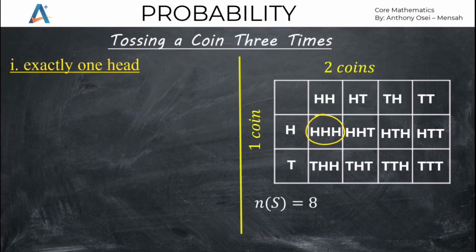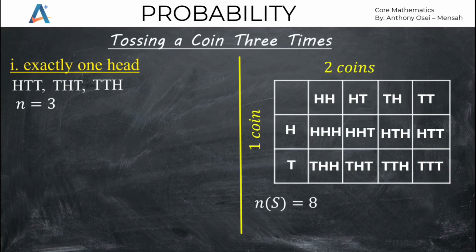So if you check here, there are three heads, so disqualified. This one is two heads, disqualified. Two heads, disqualified. One head. So we have head, tail, tail for part I. This one too, two heads, disqualified. One head. We have tail, head, tail. We have tail, tail, head. Here, no head, so disqualified. So we had one, two, three. The number was three. We had three of them.